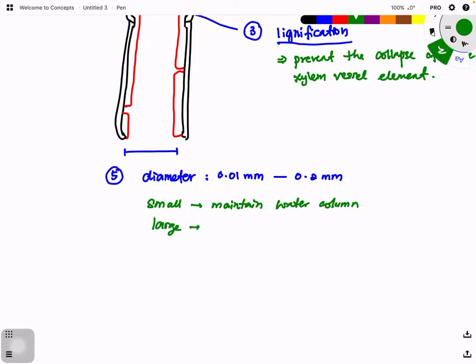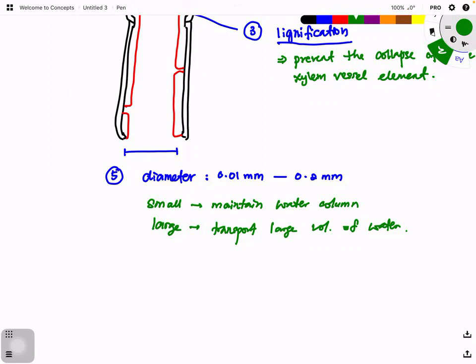Are you clear? It's small enough to maintain the column and also large enough to transport a large volume of water. So this range is a very nice range. This range is not too small. If very, very small, then we won't be able to transport a large volume of water. But it cannot be too large, because if too large you won't be able to maintain the water column. So this is a very nice diameter to make this xylem vessel element functional.